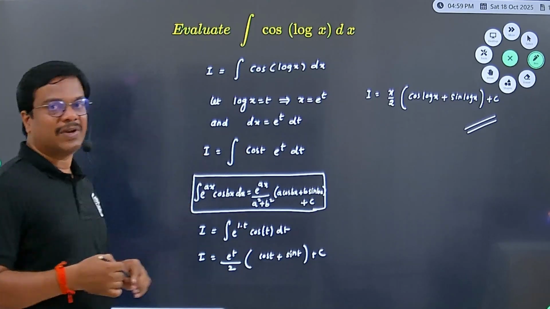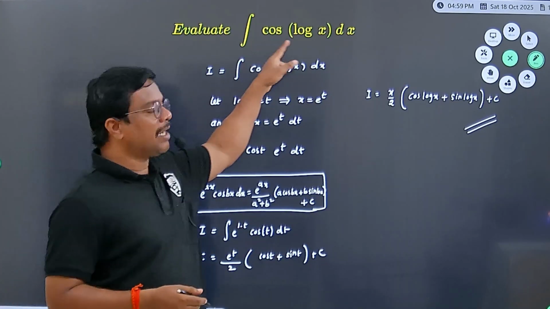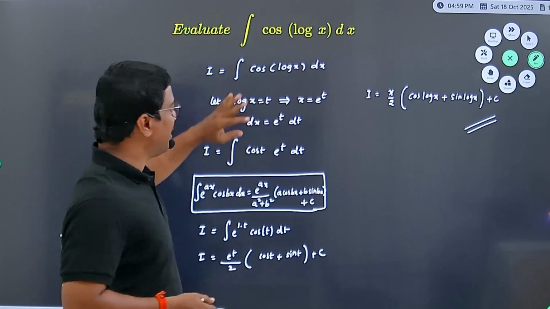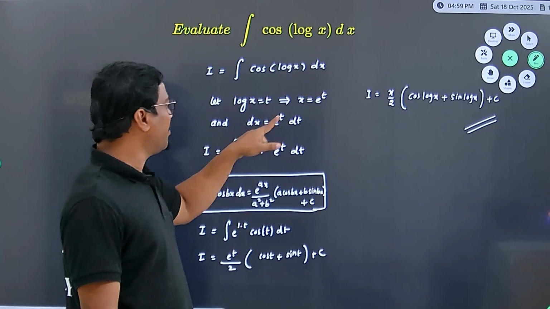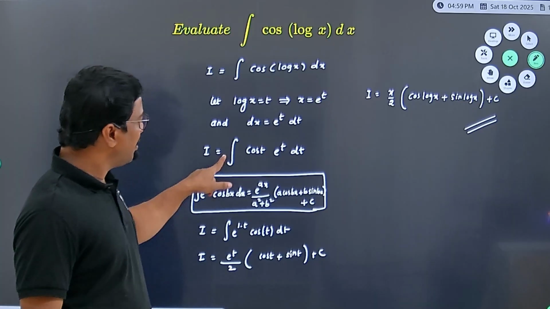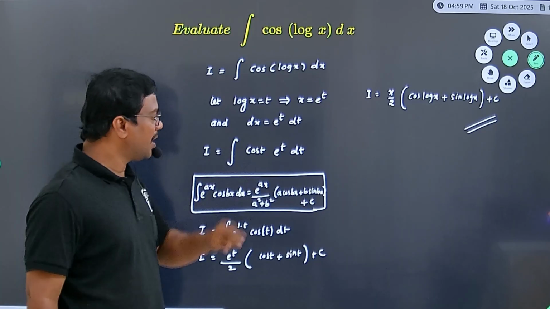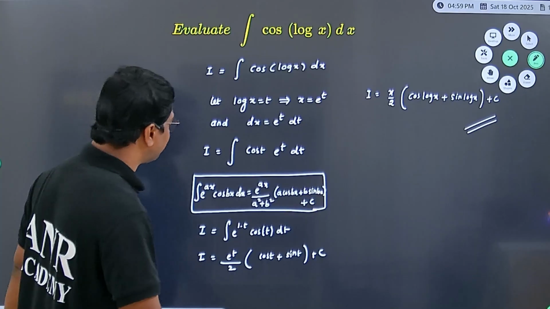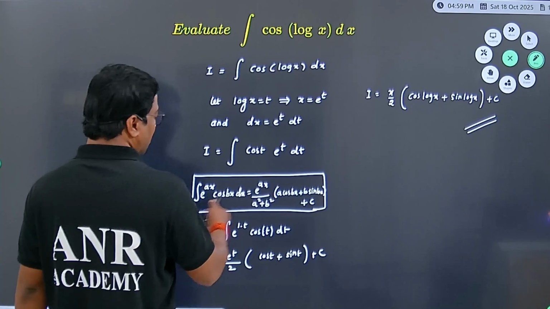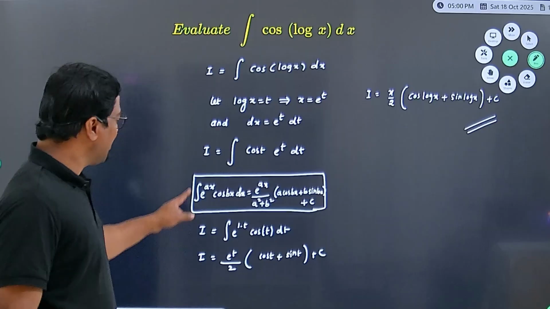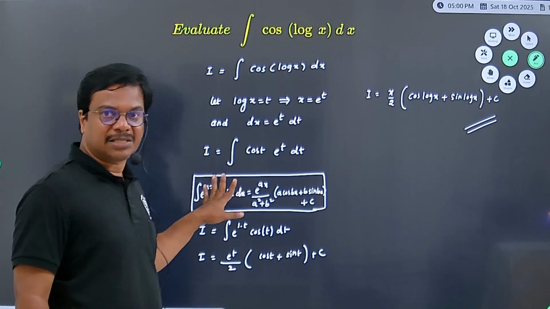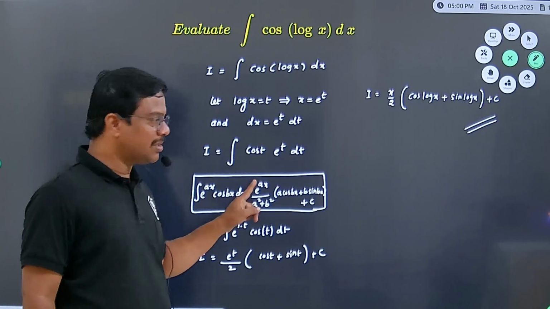Integration of cos of log x dx is there. The internal function log x, I am going to write as t. Automatically x is e power t and dx is e power t dt. Here you have integration of cos t into e power t dt. This is the formula: integral e power ax cos bx dx, a standard result you have. You have to remember this.